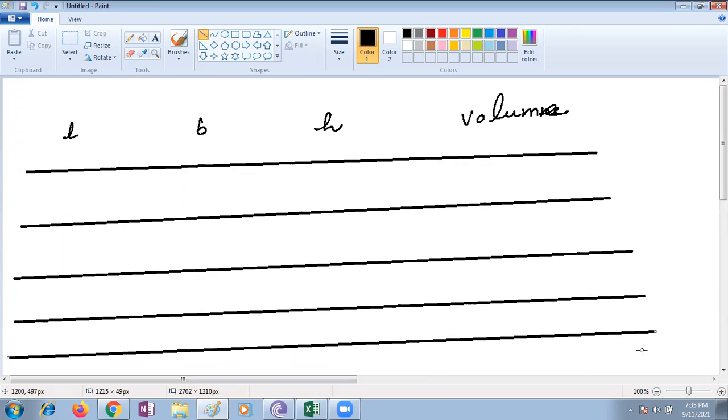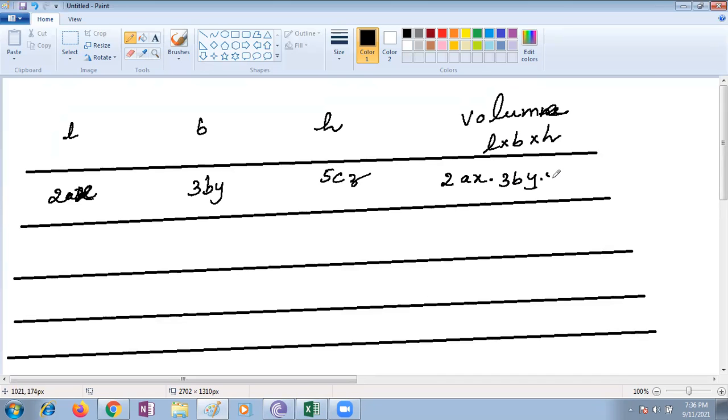Now the first question goes to Manideep. The length of a rectangular cube is given as 2AX, the breadth is given as 3BY, and the height is given as 5CZ. What is the value of the volume? We know that the volume formula is length multiplied with breadth multiplied with height. There are three monomials we are multiplying, children: 2AX, 3BY, 5CZ. Come on, please tell.